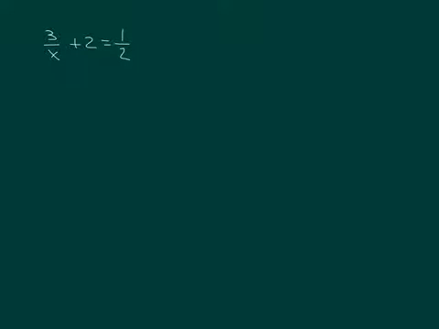So this is example number 7, and this one's going to be a little bit trickier because we have a denominator of x. We've never seen that before. So what we're going to do is, again, we're looking for a common denominator. Well, one of our denominators is 2, one of them is x. Well, what is the smallest number that both 2 and x go evenly into?